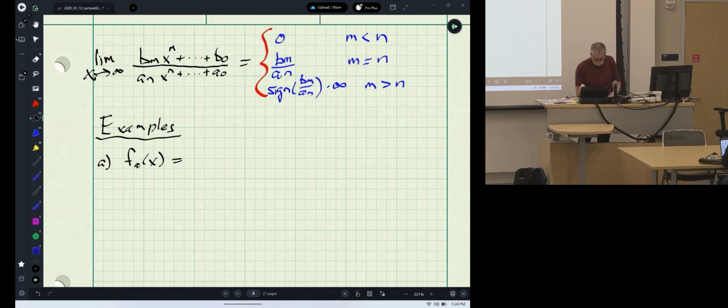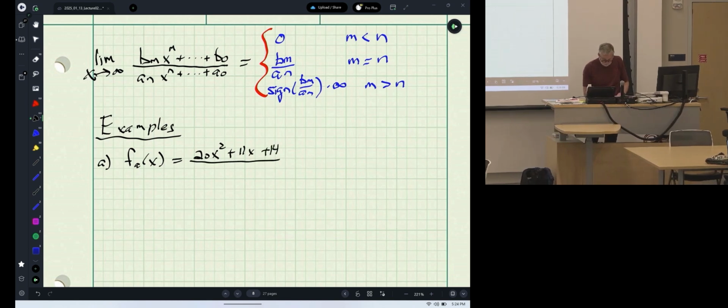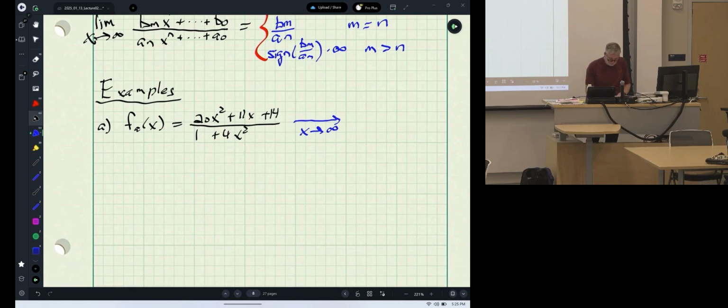f_a of x equals, let's say, (20x squared plus 11x plus 14) over (1 plus 4x squared). And if x goes to infinity, I'm going to ask you guys to compute that. We'll do them all together. Let's write down the problems, and if you guys are writing down the answers as quickly as I can write down the problems, then you'll be all set to discuss, but I'll give you a little bit of time.